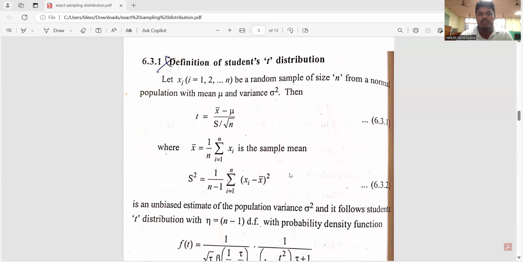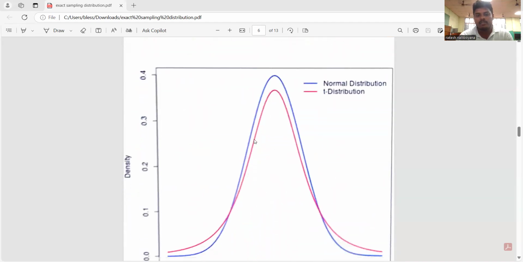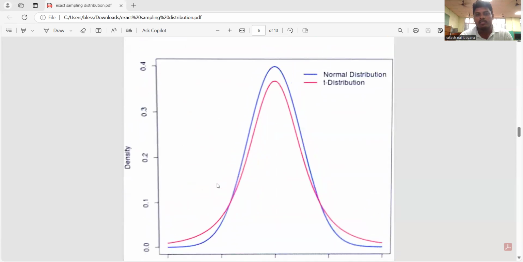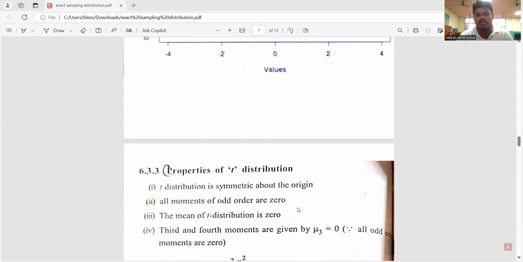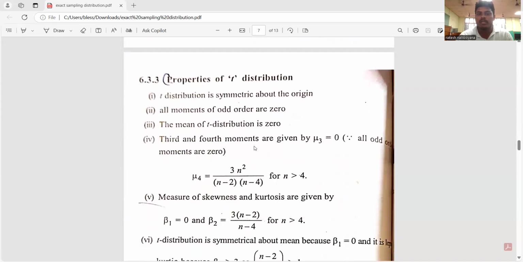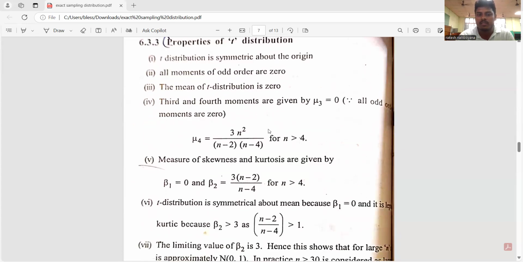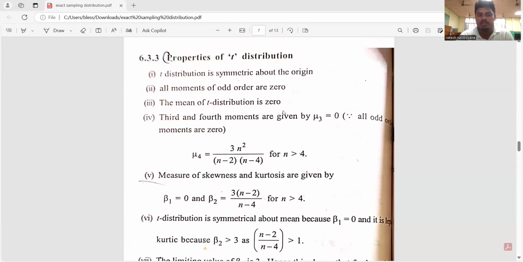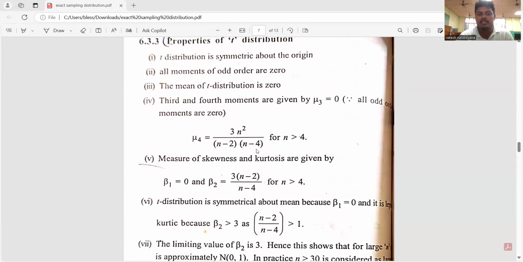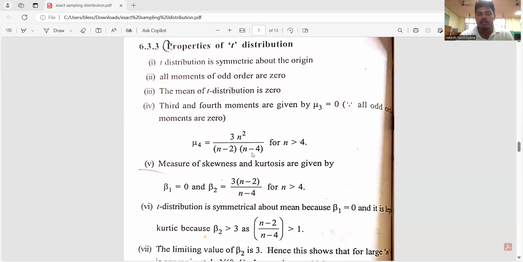The student t distribution follows the normal. We know the main definition is t equals x bar minus mu by s by root n. The student t distribution is almost close to the normal distribution, and the mean of the student t distribution is always 0. The odd moments are also 0, and the even moments exist. That is the reason mu4 is equal to 3n squared by (n minus 2) into (n minus 4). This is the value of the fourth central moment of the student t distribution.